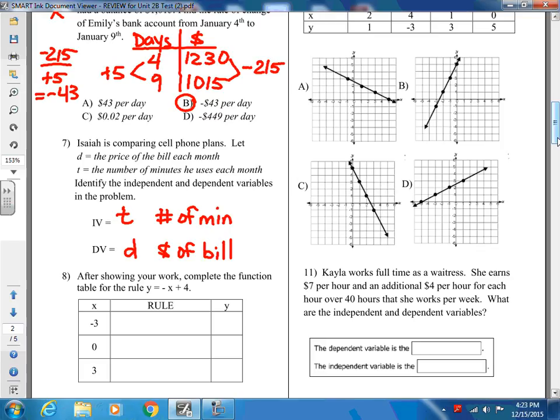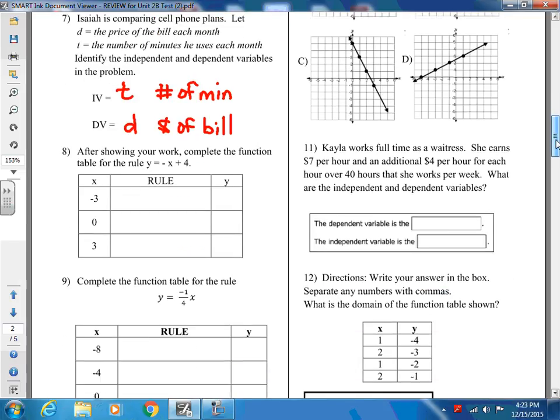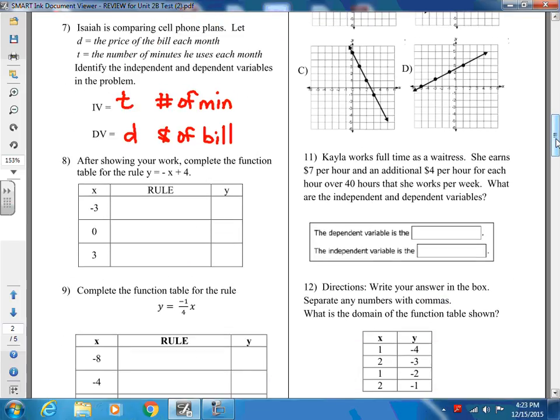Okay, for number 8, you're going to take the rule and fill in the table, and that's all you're going to do is fill in the table. Notice the x values are given to you. Right? So this is using negative 3 in for the x, so it's negative sign, then negative 3 plus 4. That original negative sign was already there. Okay, and 2 negatives turn into positives. So positive 3 plus 4 is going to produce 7.